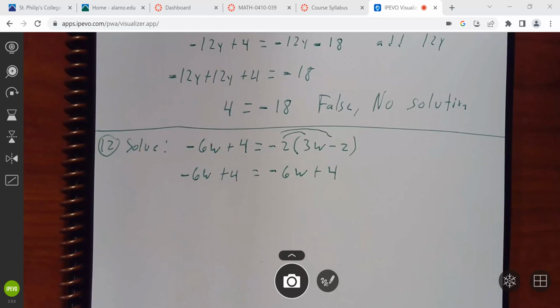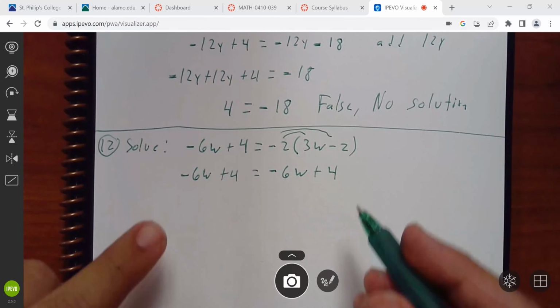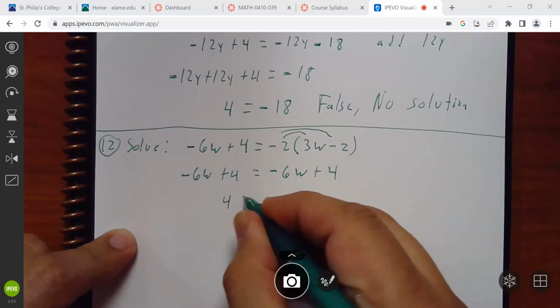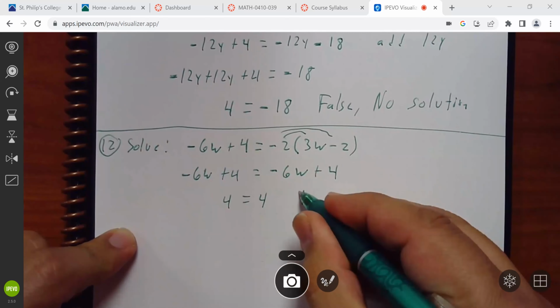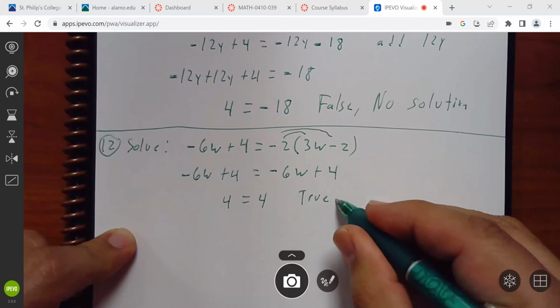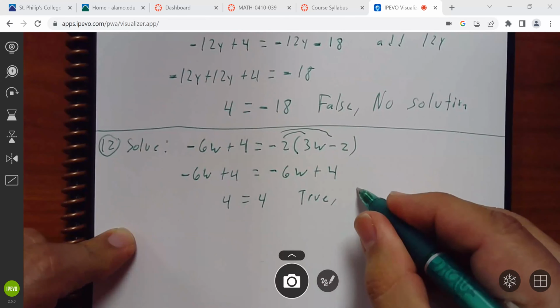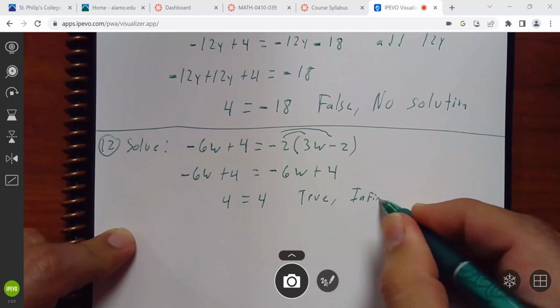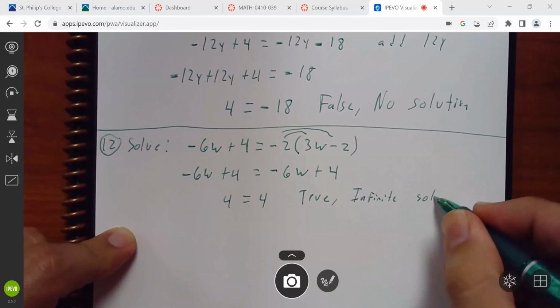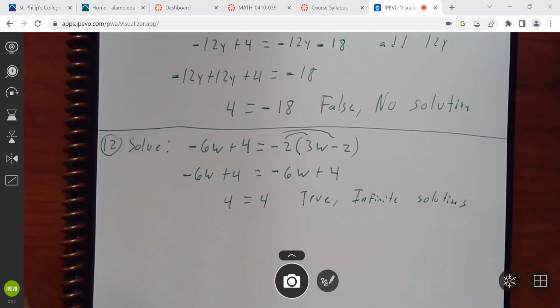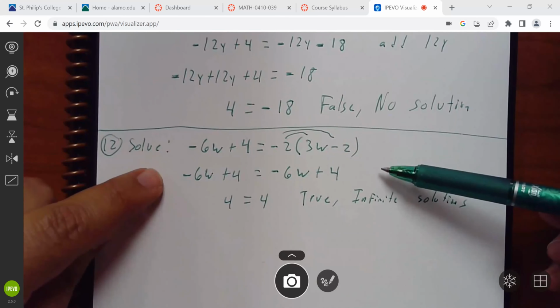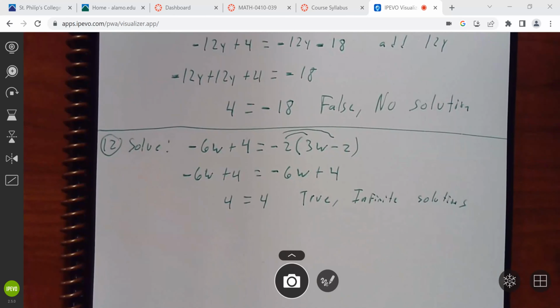We get a true statement, correct? So if I add the 6 on both sides, I end up with this. If I subtract 4, well, it's gone. All real numbers. As soon as you see the same thing on both sides, just say all real numbers.